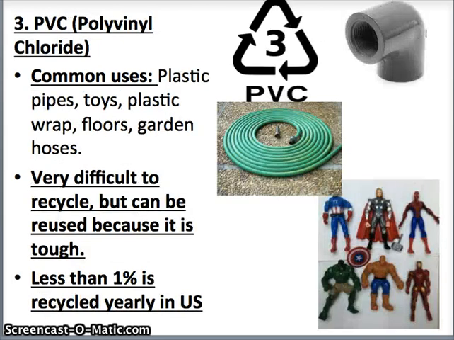The third type of plastic is called PVC or polyvinyl chloride, like this. This type of plastic is very tough. It's usually used in pipes. Maybe you've heard of PVC pipes. It's just referring to a type of plastic. Garden hoses, a lot of toys. This plastic is usually very, very difficult to recycle because of its toughness. And because they are so tough and don't degrade very easily, these products are very easy to reuse. So people are encouraged to reuse these products rather than to recycle them. And overall, less than 1% is recycled yearly in the US.